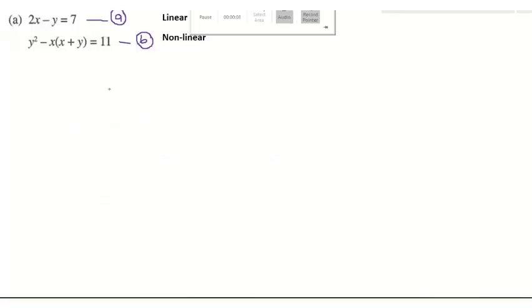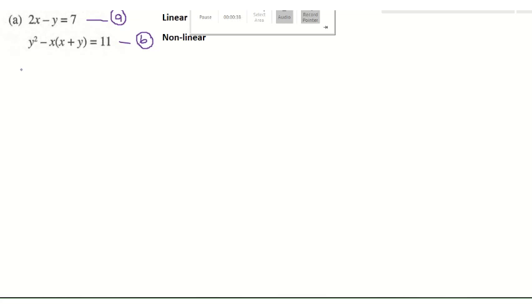Okay class, now we are in our solution of question number 1A, for simultaneous equations with one linear and one non-linear equation. Our equation A is a linear equation with the power of 1, x power 1, y power 1. And our equation B is a non-linear equation because of y squared and x squared and the negative xy, that is non-linear.